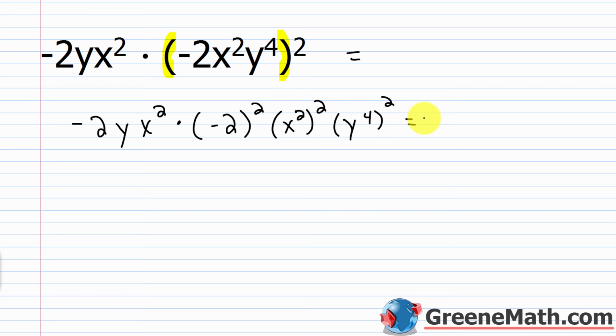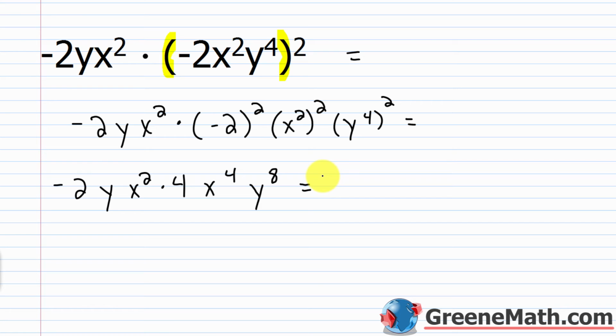So let's simplify. So I have negative 2 times y times x squared times negative 2 squared is going to be positive 4. So I'll just go ahead and write that. And then I have x squared, that's squared. So keep x the same, multiply exponents. 2 times 2 is 4. Then I have y to the 4th power, that's squared. Keep y the same, multiply exponents. 4 times 2 is 8. So then equals.